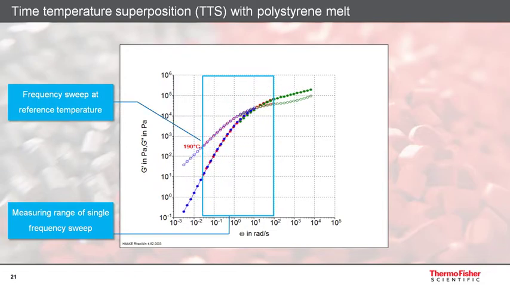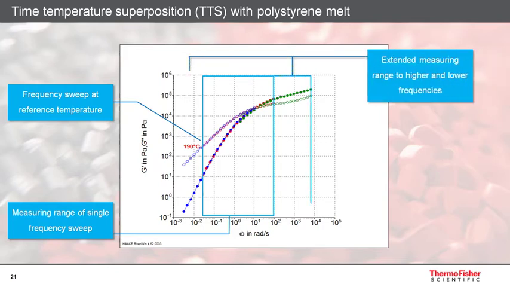Once the shift was performed by the rheometer software, a single frequency sweep over an extended frequency range is obtained. The time-temperature superposition principle cannot be applied to all samples, but it works for many thermoplastic polymer melts over a limited temperature range.